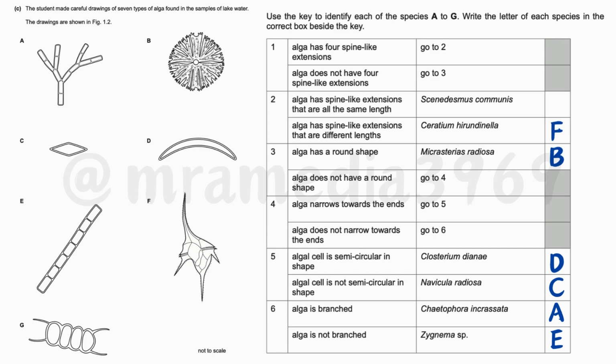Okay, last one is G. Alga has 4 spine-like extensions. Yes, so go to 2. Alga has spine-like extensions that are all the same length. This is why G is Scenedesmus communis.